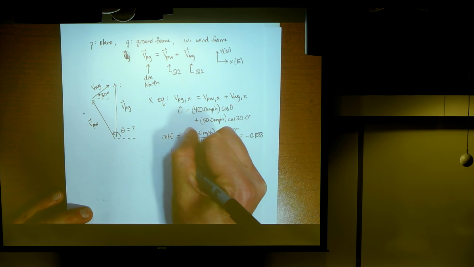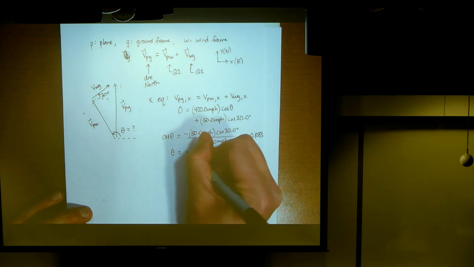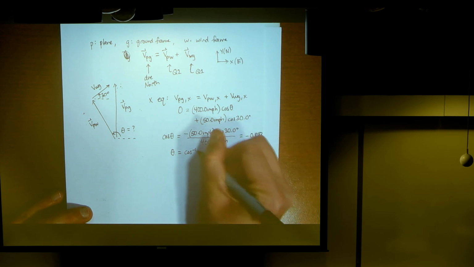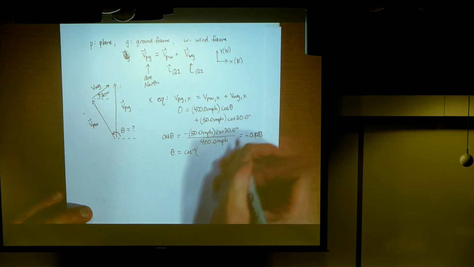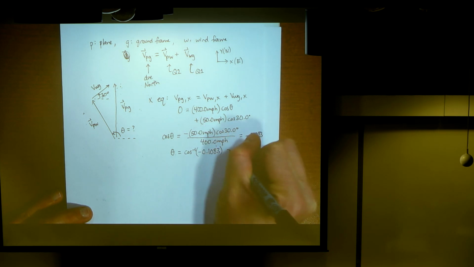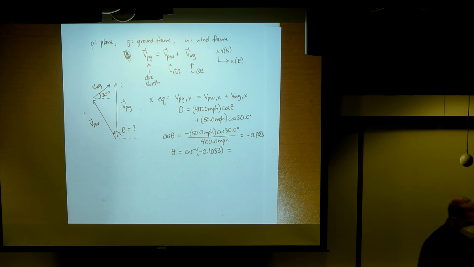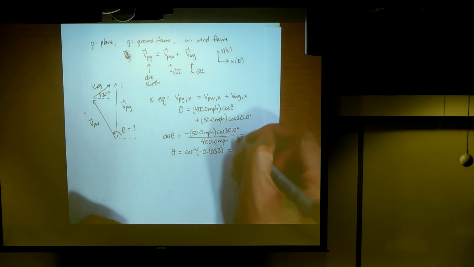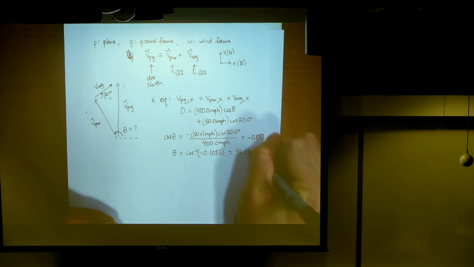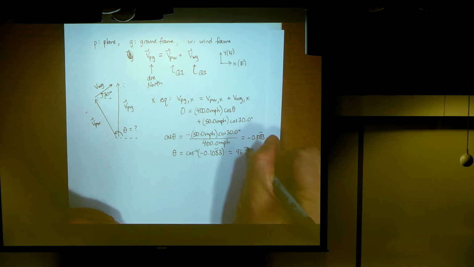And of course, if I just want theta, I'll take the inverse cosine on both sides. So try this for yourself. Inverse cosine of minus 0.1083. It's going to give you some angle. Tell me what the angle is when you do this. 96.22 degrees. I should be keeping track of my sig figs. We're rounding up to 3 at each step.